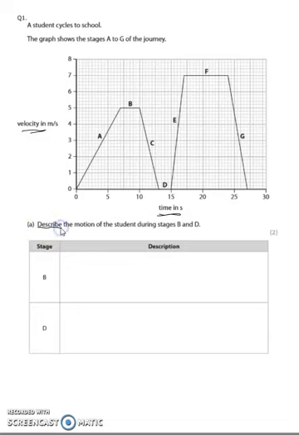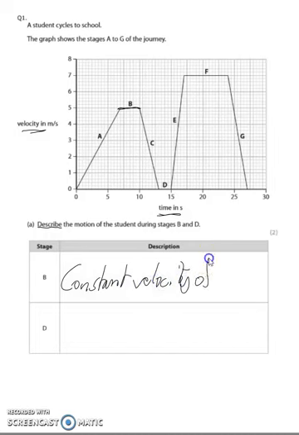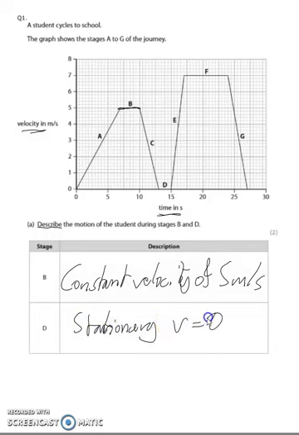So the first question is describe the motion, so we don't have to get an explanation in, we just have to say what's happening during those stages. So for B, it shows that there is zero gradient, so there's no acceleration, so it must be going at a constant velocity. We can give a little bit more here because we can read it off, of 5 meters per second. Then during D, it's flat, so there's no acceleration, but there's also no velocity, so it is stationary. Stationary at velocity equals 0 meters per second, and that's for 2 marks.